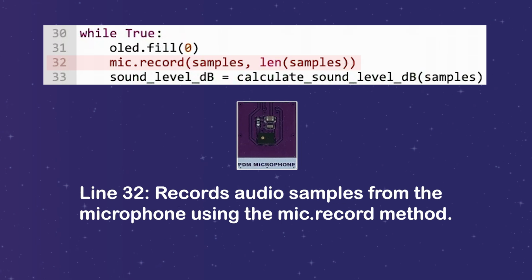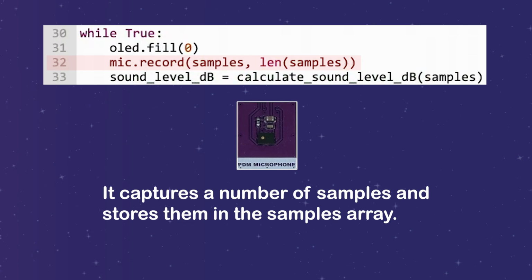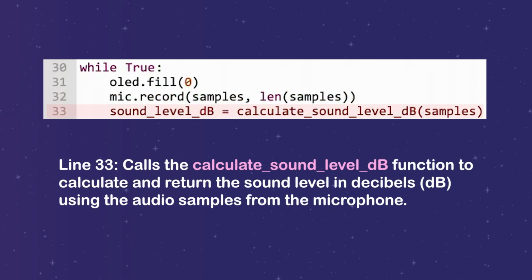Line 32 records audio samples from the microphone using the mic record method. It captures a number of samples and stores them in the samples array. Line 33 calls the calculate sound level dB function to calculate and return the sound level in decibels using the audio samples from the microphone.